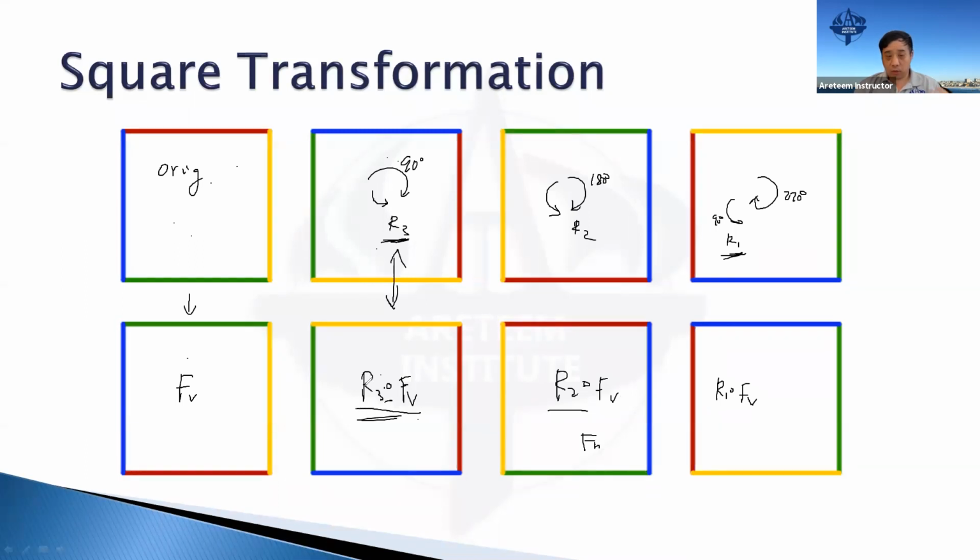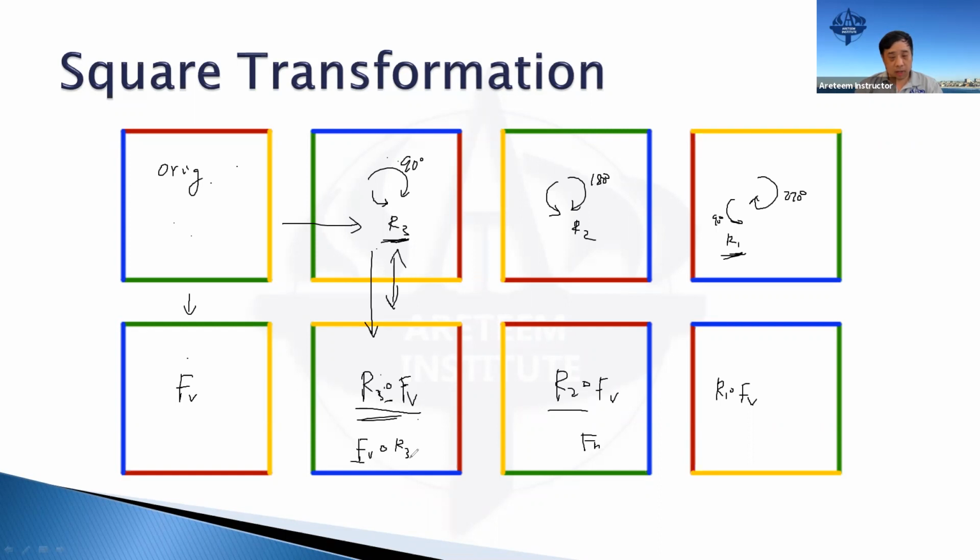That means if I do R3 and then a reflection FV, what if I do FV and then R3? Is that still the same? Let's think about this. It still may be the same. So actually this is not R3 then FV, it is FV and then R3. Okay, so let's see.